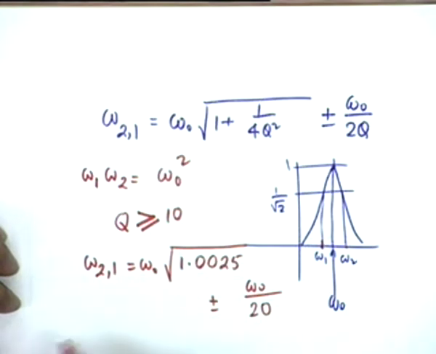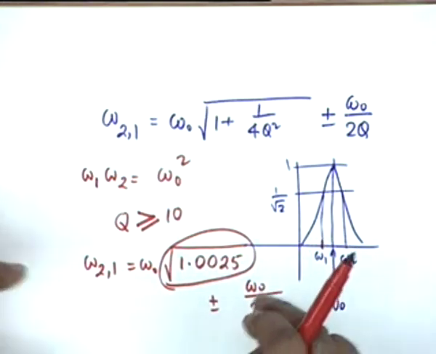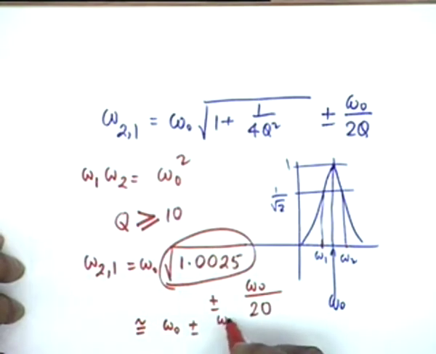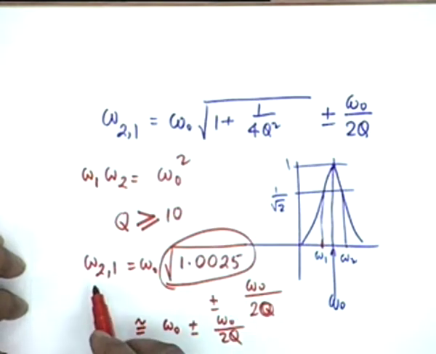Agreed? And you see that the square root of 1.0025 is approximately 1.00125. Do you know these tricks? It is (1 plus delta) to the power half, approximately equal to 1 plus delta by 2, and therefore this is approximately equal to omega naught plus minus omega naught by 2Q, or 20, whatever it was, omega naught by 2Q. All right. What does this mean now? It means that omega 2 and omega 1 are arithmetically symmetrical.